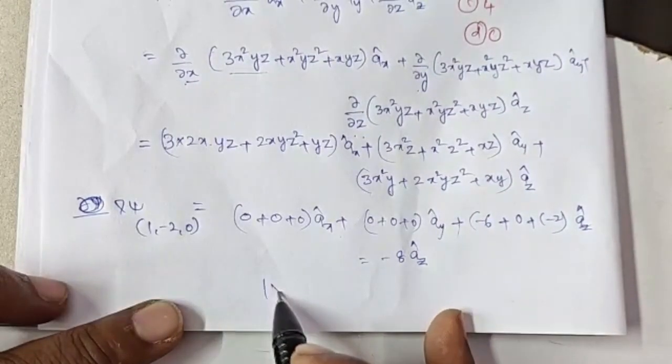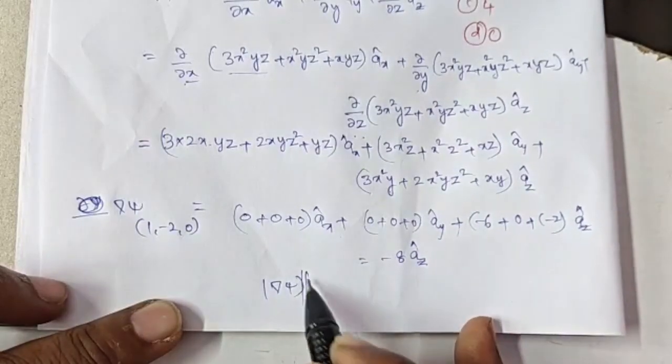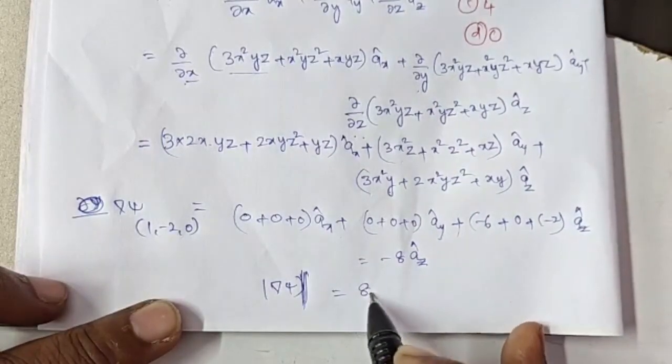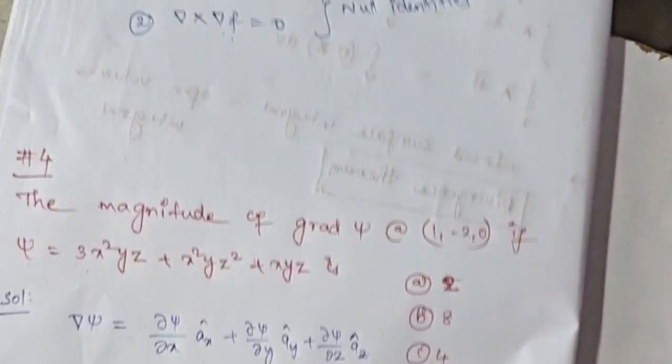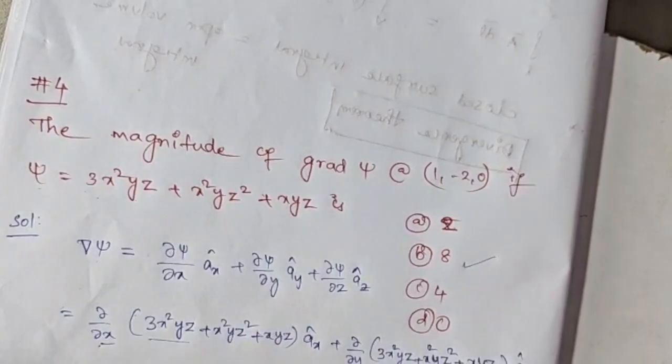Now they are asking magnitude, right? Magnitude means it will be 8. So option B will be the correct one. Okay, likewise you have to do.